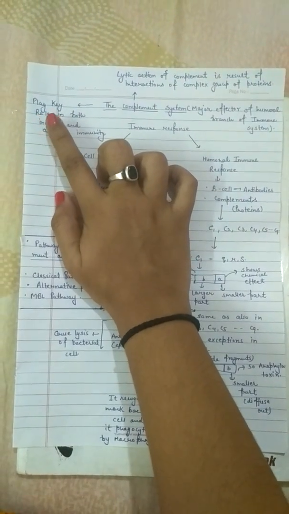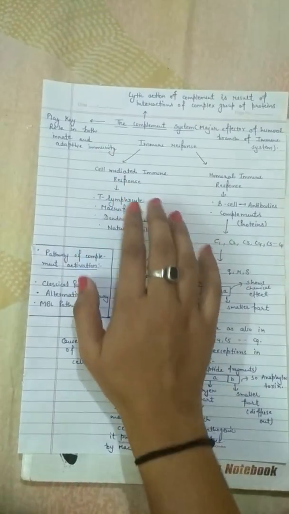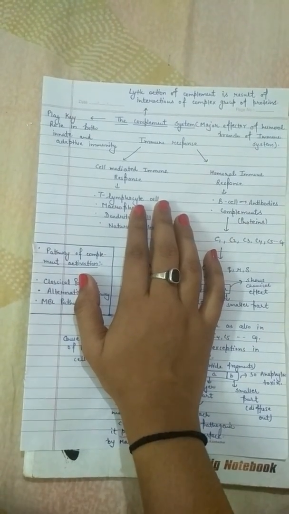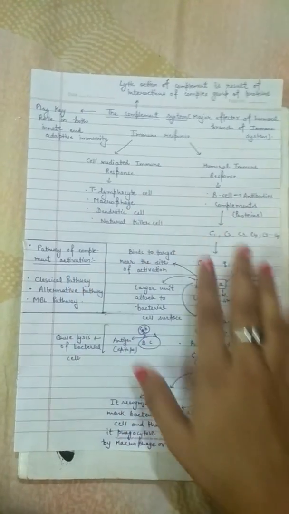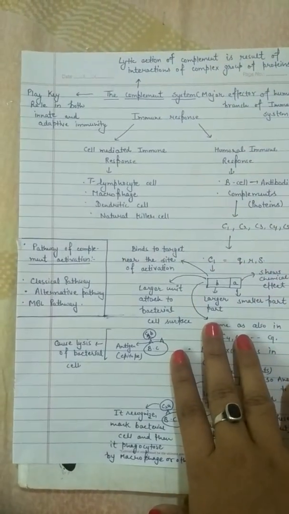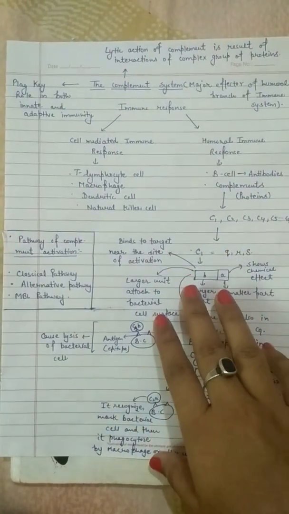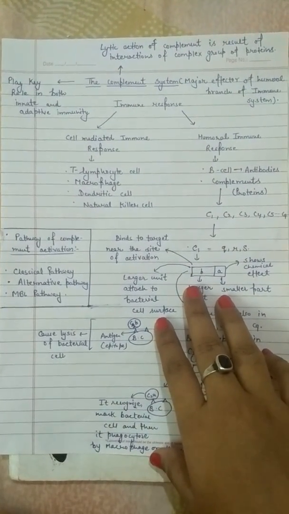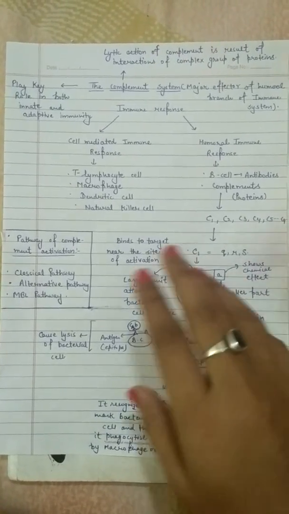So the complement system plays a key role in both innate and adaptive immunity, because T lymphocytes act in the adaptive immunity, and all these complements help in the innate immune response also. So this complement system plays a very important role in the immune response and helps in the clearance of the pathogen.